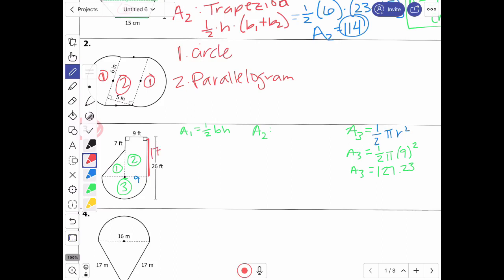So to find area 2, I'm going to take 9, so my length, times my width. So 9 times 17. And so area 2 is 153.